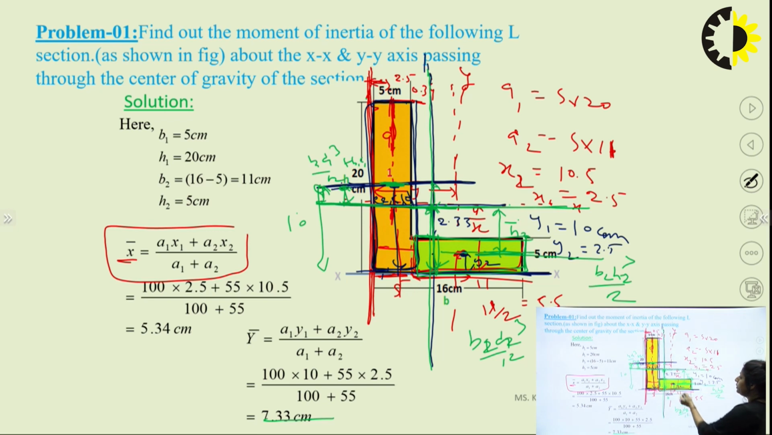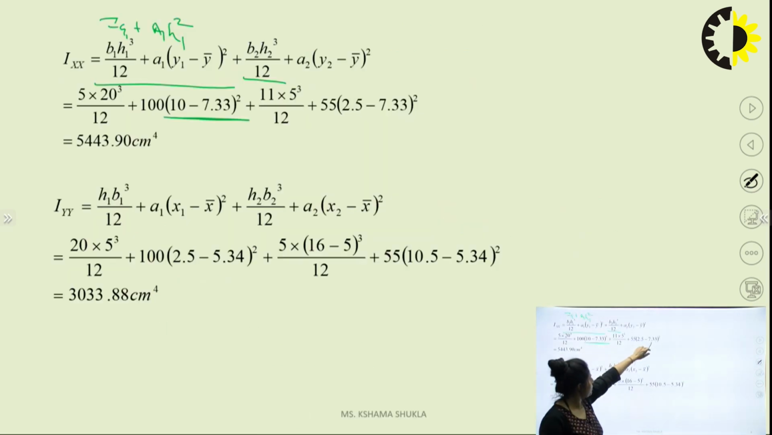How can we find it? The total value is 7.33, and this value is 2.5. So if I subtract 2.5 from 7.33, I can easily find this H2 value. It is squared, so the minus sign doesn't affect it, but when you use it, it is never a negative value, so always subtract the lower value from the higher value. So 7.33 minus 2.5 you use in this. I hope you understand this. Now simply solve it and find the value.